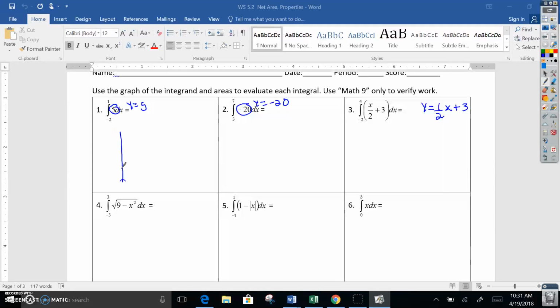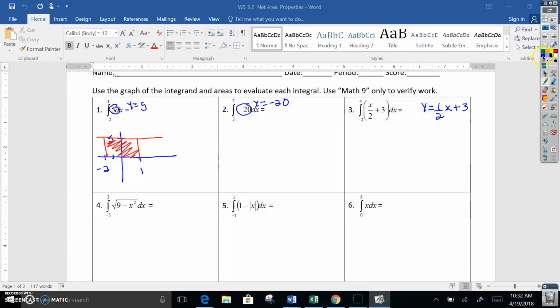Now let's graph this real quickly and see what it looks like. Y equals 5. So I'm going to start at negative 2, and I'm going to go all the way to positive 1. If I graph y equals 5 here, and we stop at negative 2 and 1, you can see that that creates a rectangle. So you can go ahead and find that area using geometry formulas.